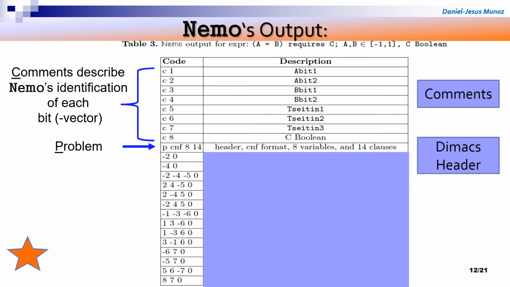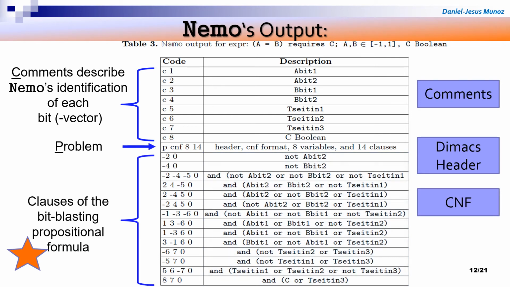And then we have the Boolean feature, which is just a single bit. Then we define the problem. It's a CNF format of the propositional formula. We have 8 variables and 14 clauses. Then each clause is identified by ending with 0. That means finish that clause and start the next one. And they define the constraints of the formula. The first one, for example: we are telling not the second bit of A. So the second one is not the second bit of B, and so on and so forth.